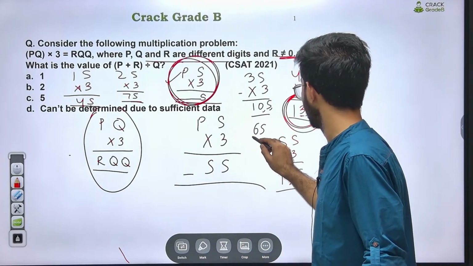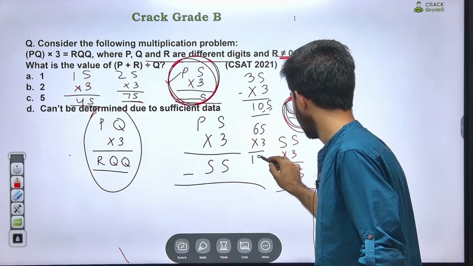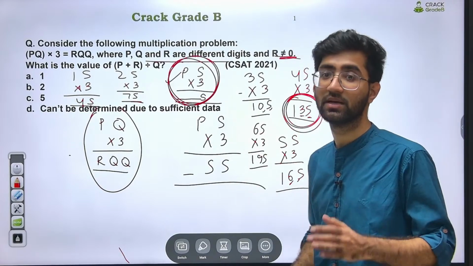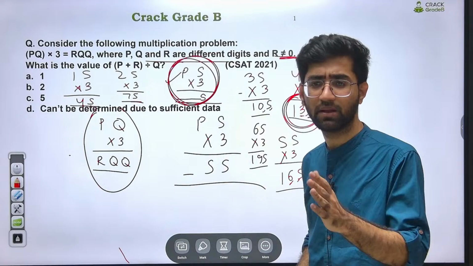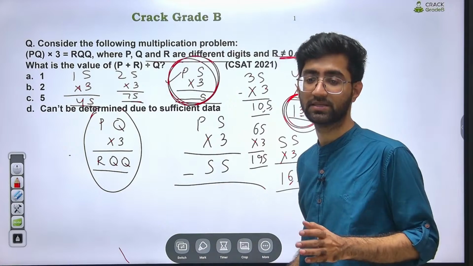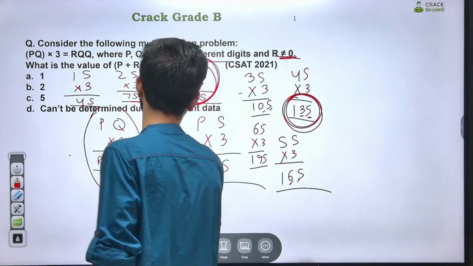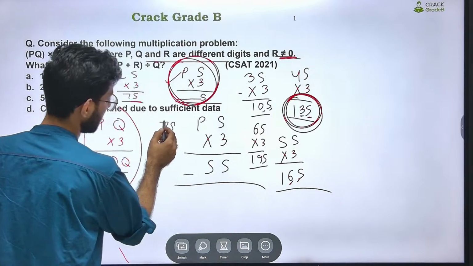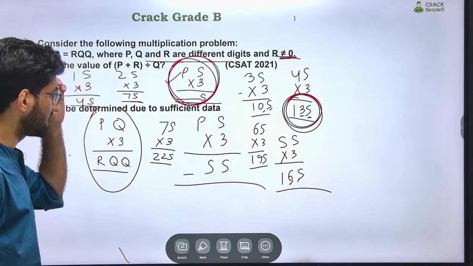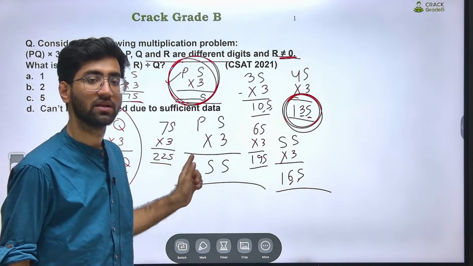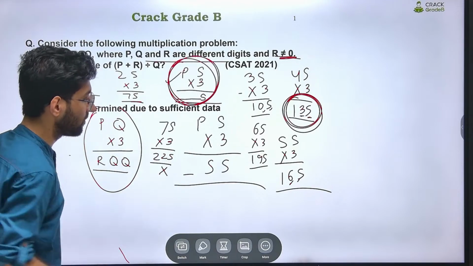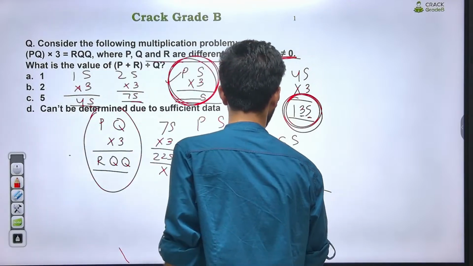Let us take when the value of P is 6. You are getting 195. So you will have to eliminate that option. P can't be 6. If P is 6, you are getting 195, but you should get 5 and 5 at units and tens place. So you will have to eliminate that. Now if you write the value of P as 7, so obviously you will get 225. You should again notice that you are not getting 5 and 5 at unit place, right? What does it mean? That the value of P can't be 7.